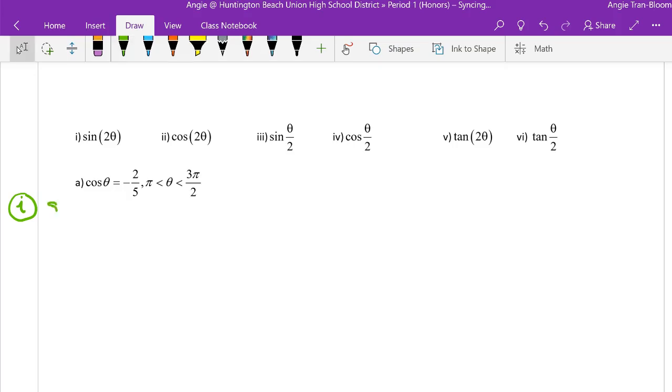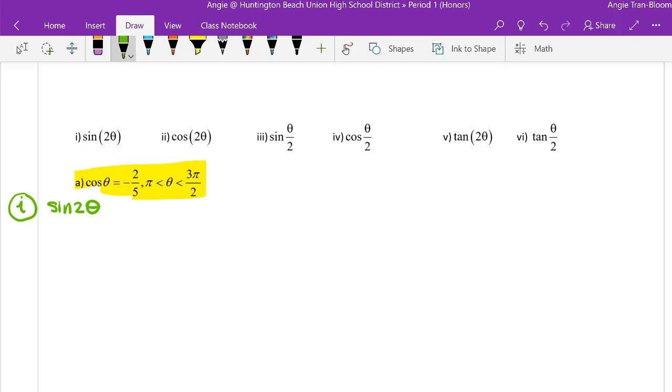So we'll start with sine of 2 theta. This is a double angle, so we will need to use the double angle formula for sine of 2 theta. But let's start out with looking at the given information, okay? They said, hey, cosine of theta is negative 2 over 5, and theta is in quadrant number 3.